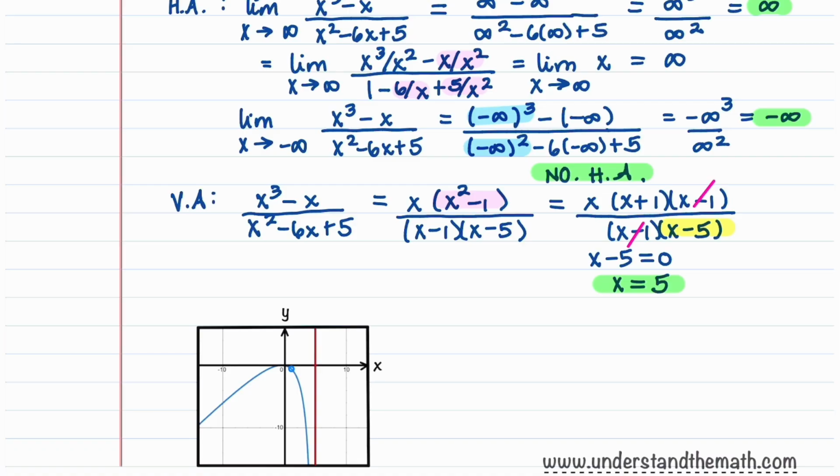I graphed this function so that you can see that it has a vertical asymptote at x is equal to 5. And I also wanted you to notice one other thing. Do you see this open circle right here? That is called a removable discontinuity. And it happens when you have a function where you can factor out a term such as x minus 1.